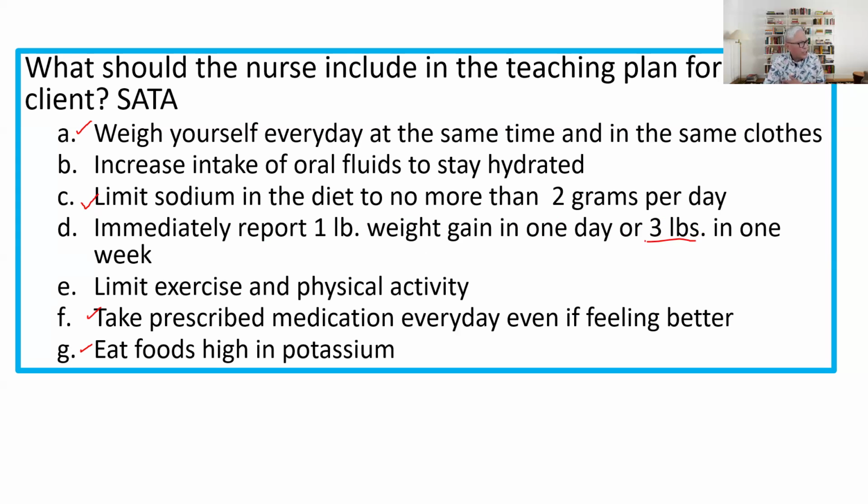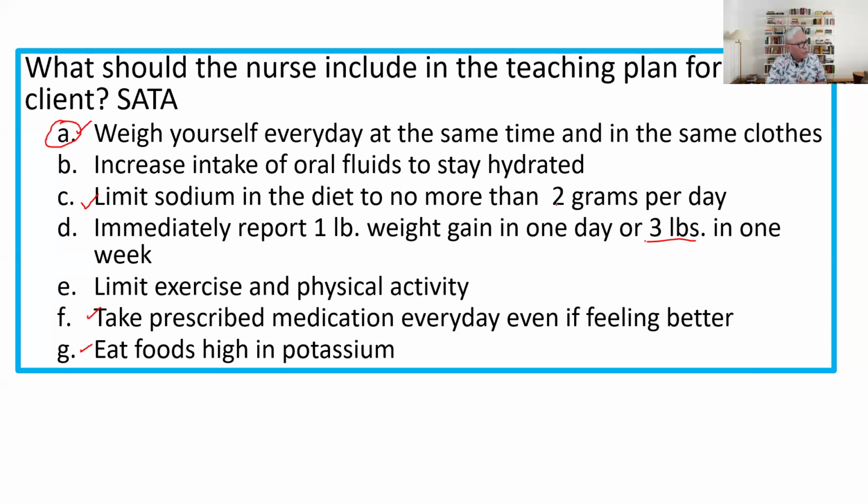Okay, let's take a look at the answers over here. What should the nurse include in the teaching plan for this patient? Select all that apply. Weighing themselves every day at the same time, in the same clothes, and on the same scale is an appropriate intervention for patients with heart failure. So we can choose that. Increase intake of oral fluids to stay hydrated. Well, if they're already overhydrated, this would not be a correct intervention, and so we can eliminate that one.